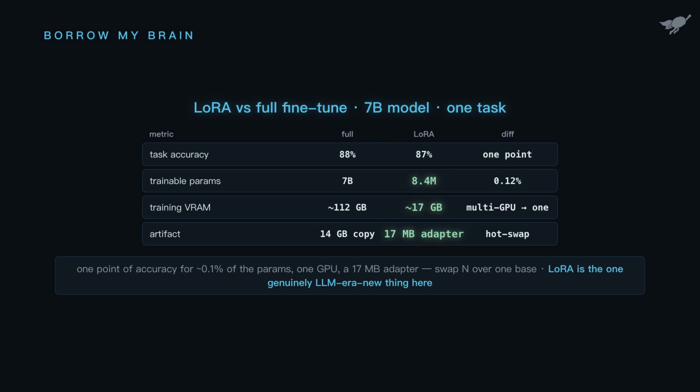And the gap isn't only about saving money. Say you have to serve 10 tasks. Full fine-tuning is 10 14-gig models stacked up there. LoRA is one base with 10 adapters of a dozen-odd megabytes each hung on it. You hot swap whichever one you need. That parameter-efficient trick, LoRA, is the one thing in this whole episode that genuinely belongs to the AI era. Everything else is old transfer learning.